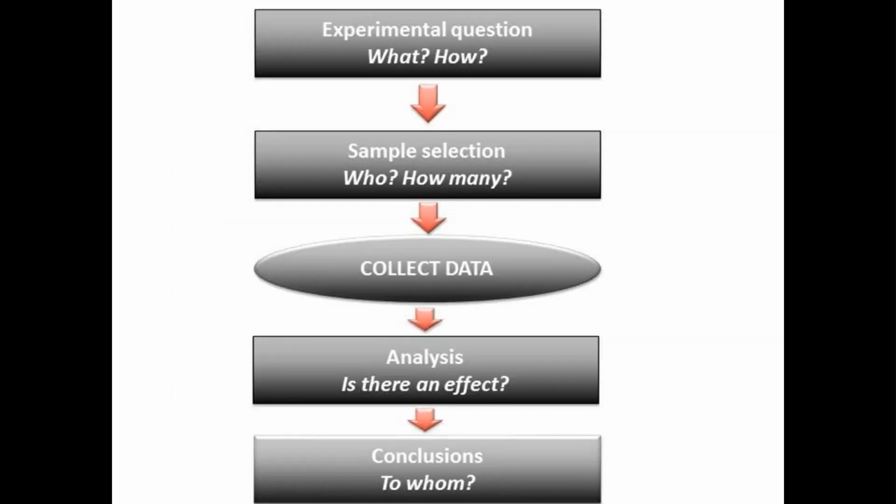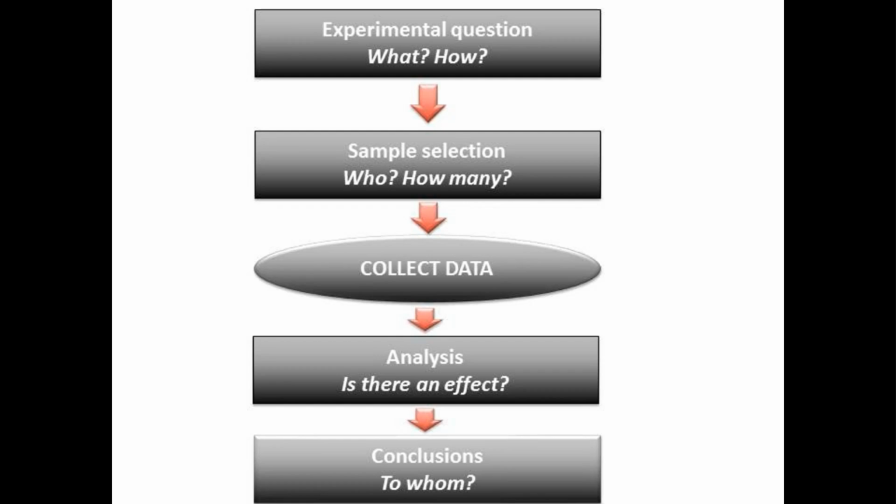So we have a sort of stepwise considerations to make. When you look at the experimental question, the two questions should be what and how. The sample selection: who and how many. And after the collection of the data, the analysis should tell us if there is an effect and to whom. My suggestion is to look at the website of the CONSORT checklist, where you can find useful suggestions.